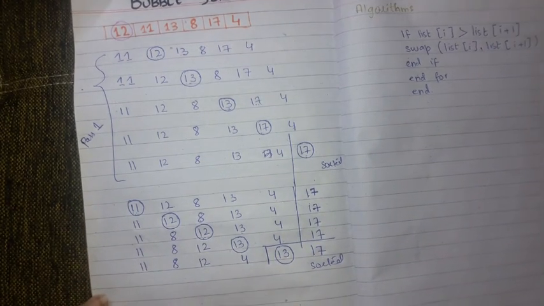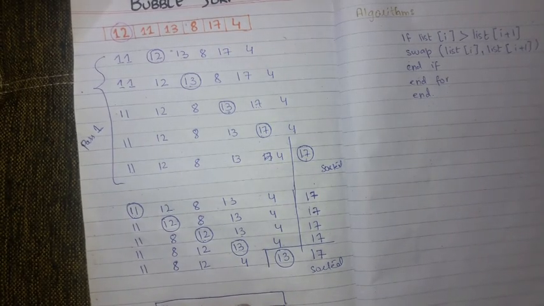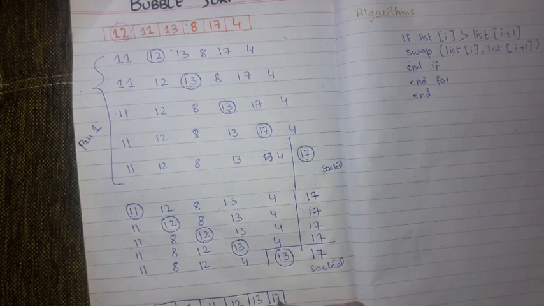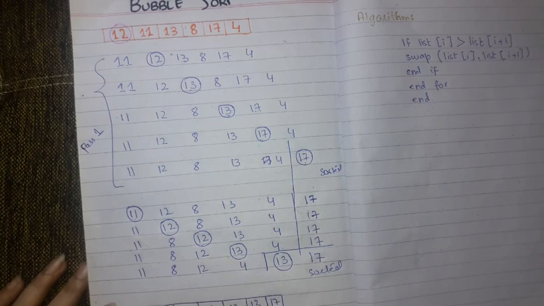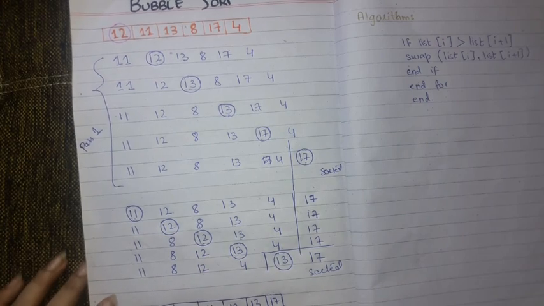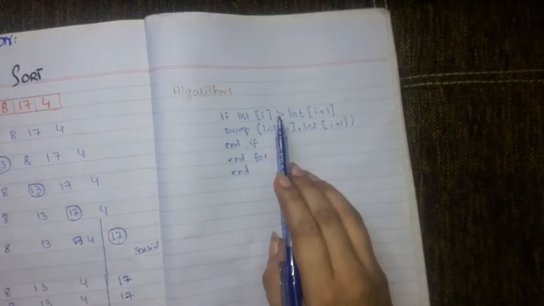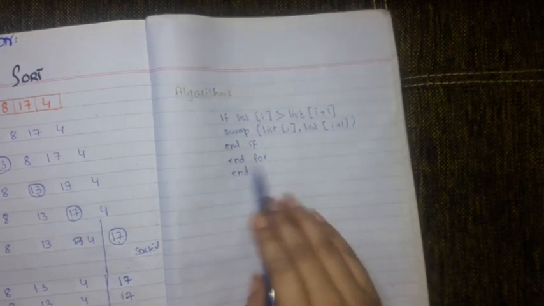After that we will have a sorted array like 4, 8, 11, 12, 13 and 17. After many passes, we will have this kind of sorted array. So this is the algorithm of bubble sort: if list[i] is greater than list[i+1], swap list[i] and list[i+1], inside a for loop.